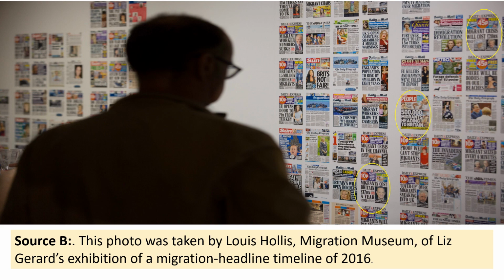Now these different newspaper headlines are generally negative. So migrants are costing Britain a lot of money. That's maybe causing people to worry about them or to think of them as coming to take people's jobs. And 500,000 migrants heading to Britain, well, that's suggesting that there's a huge swarm of migrants that are going to be coming across the sea to Britain. So these were just some of the headlines that were published in the year 2016.